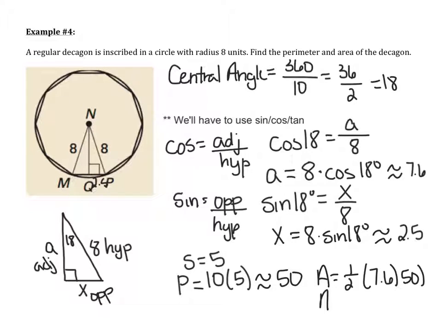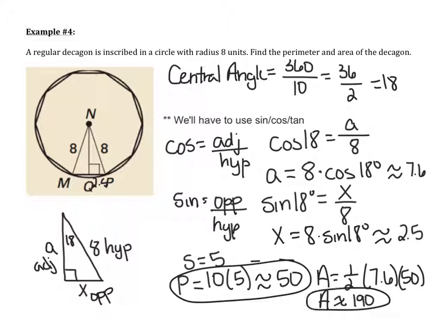And again, I'm going to say A is approximately this much because I rounded to get the 7.6 apothem, and I rounded to get the 50 unit perimeter. So again, A is approximately 190 square units. So let's circle our answers. Our perimeter was about 50, and our area was about 190.